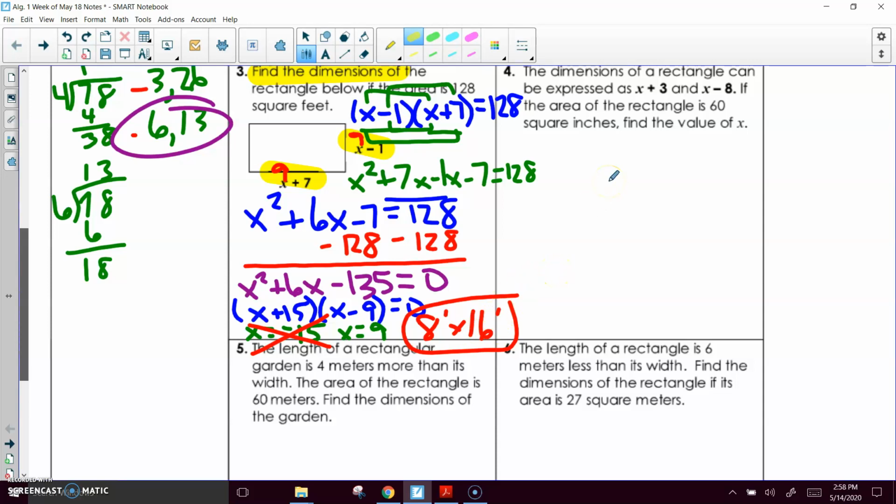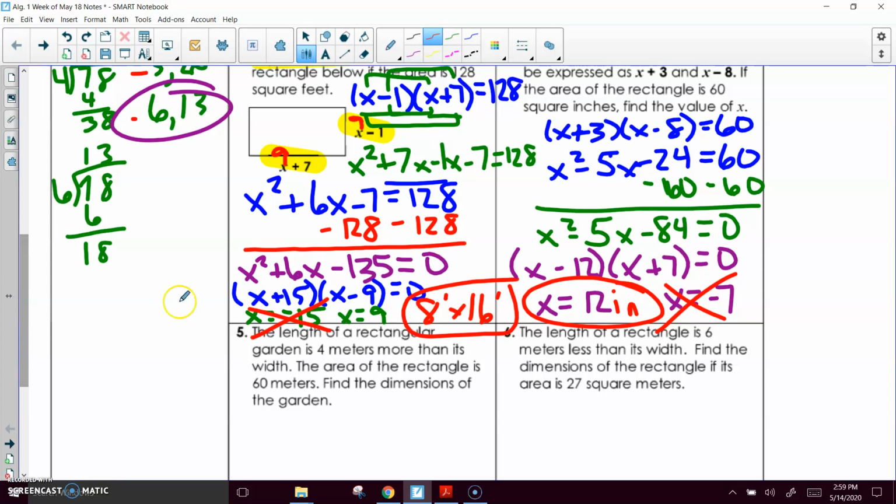All right, number 4, super similar to number 3. Hit pause and work through that one. This one asked for the value of x. Hopefully you got x equals 12 inches. If you didn't, hit pause to compare my work with your work. Let's take a look at number 5.